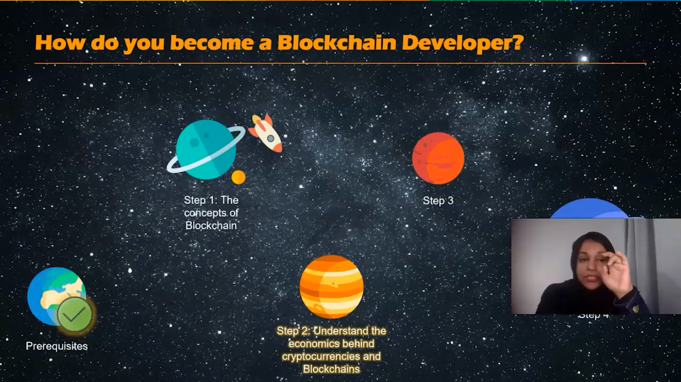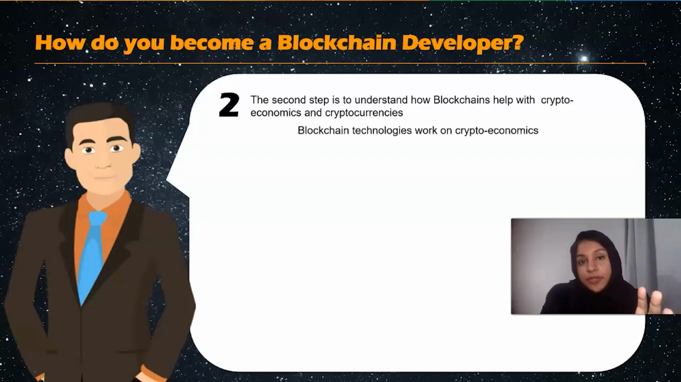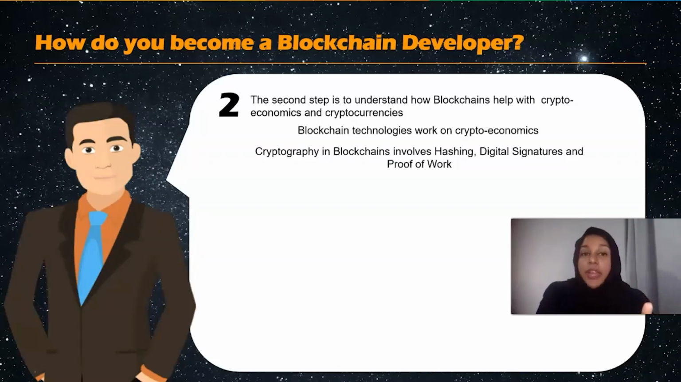So if you talk about these steps in this whole systematic way, it starts from the prerequisites. If you are done with the prerequisites, we move towards step 1, which we have already done, the concepts of blockchain. And the very next stage is that you understand the economics behind cryptocurrencies and blockchain-based technology. That's the part that is very important.